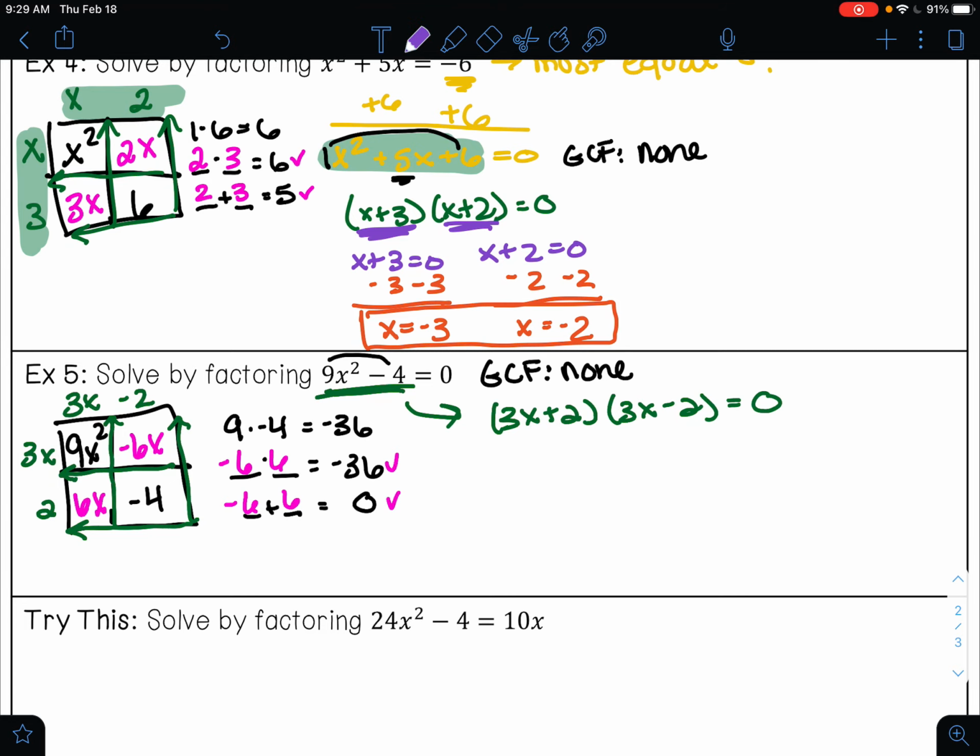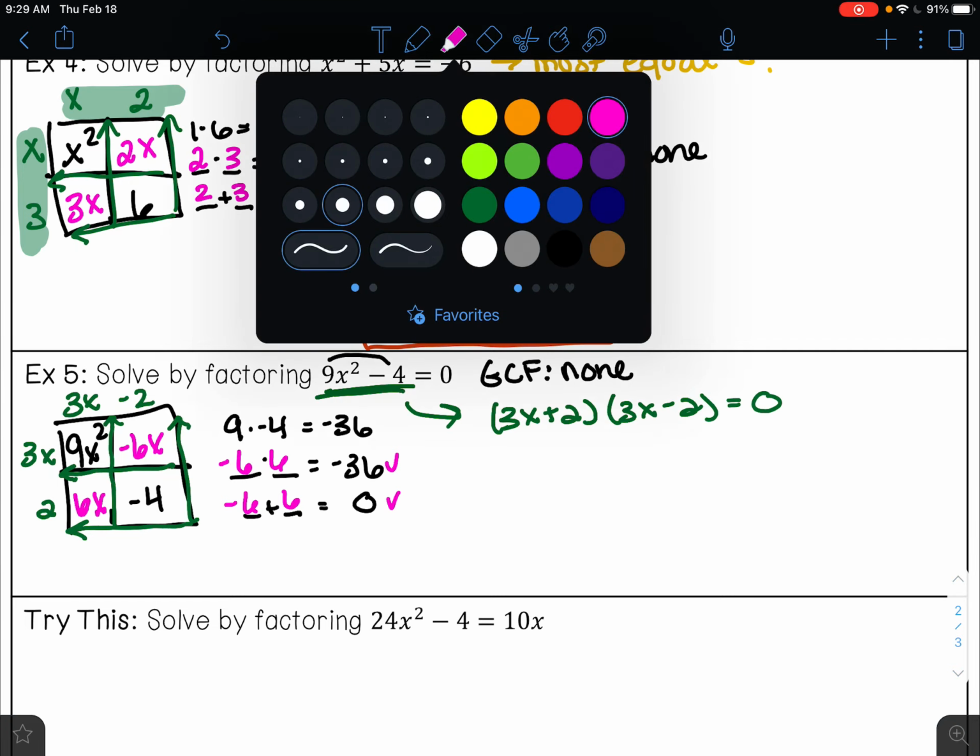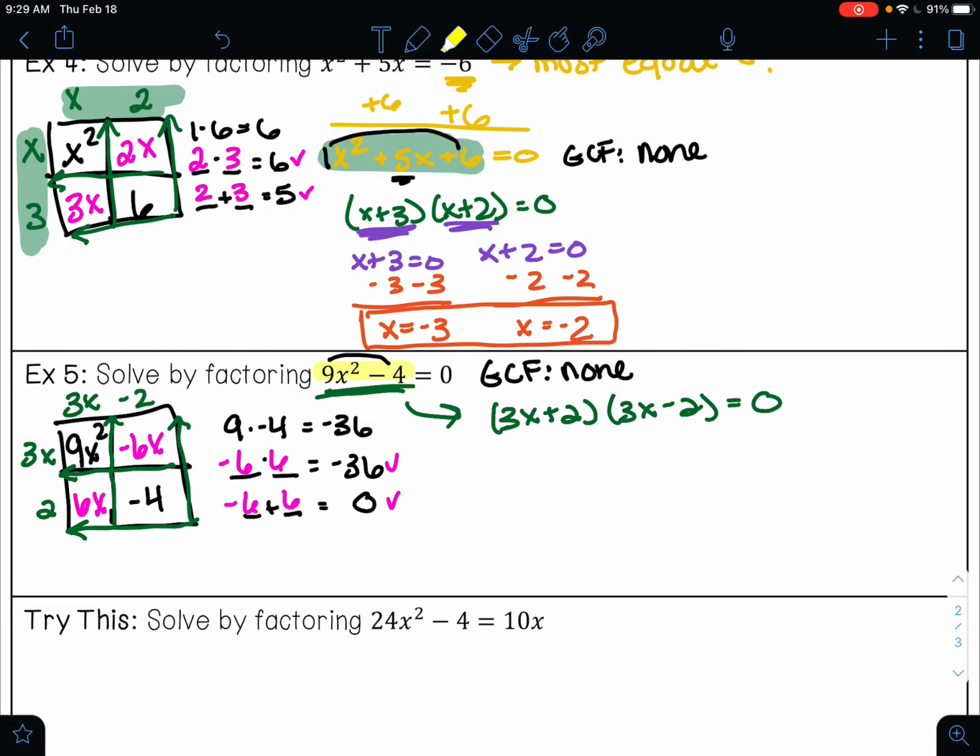If you remember that, or if you recognize that 9x squared minus 4 is a difference of 2 squares, you would have been able to jump straight to this answer. If you didn't recognize that 9x squared minus 4 was a difference of 2 squares, then you could have just done the area model and you get the same answer in the end. So it's really your preference and up to you.